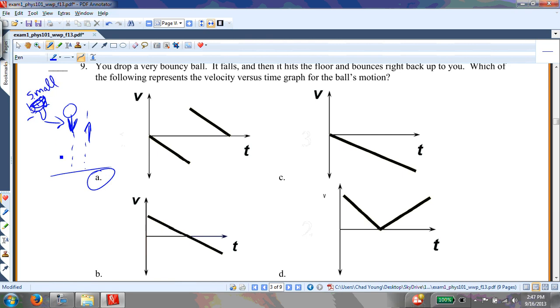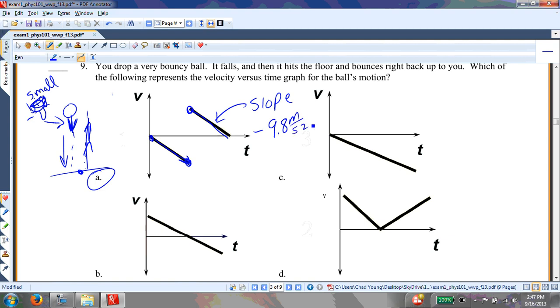In fact, it's 0 at the very beginning, and then it gradually increases as you go down. Small negative velocity that increases in the negative direction. Then at this point, it goes from having a big negative velocity to having a big positive velocity. So I go from here to here at the bounce, and then as it comes up, it slows down, but in the positive direction.